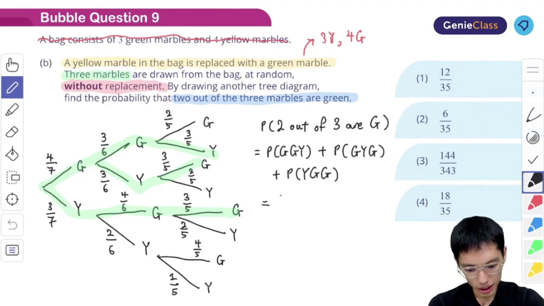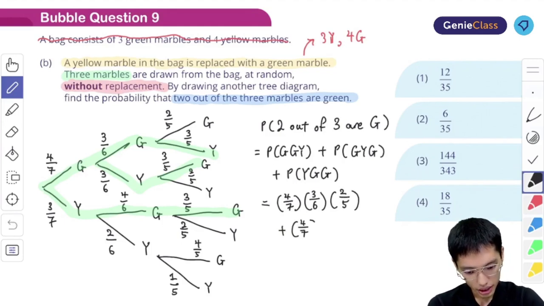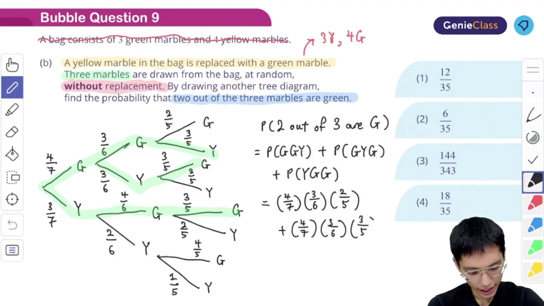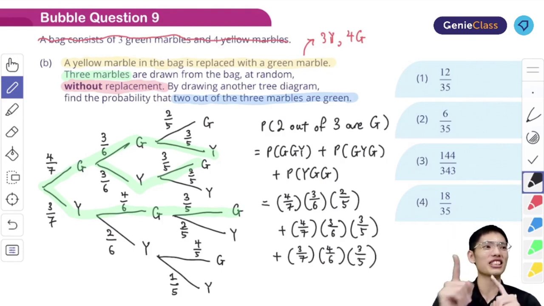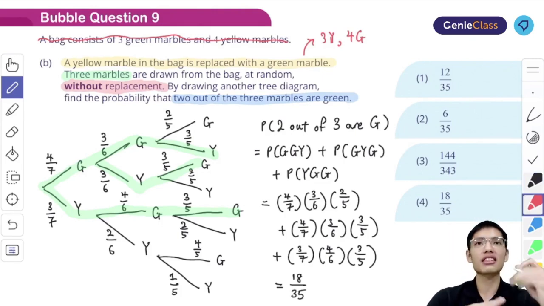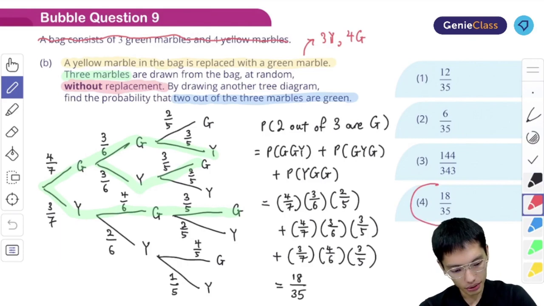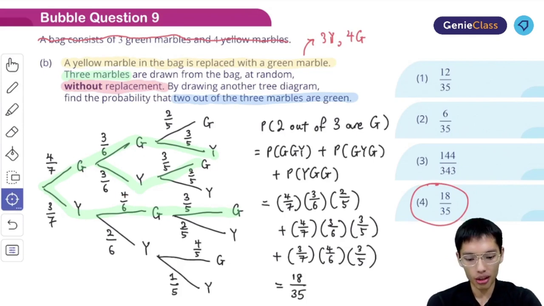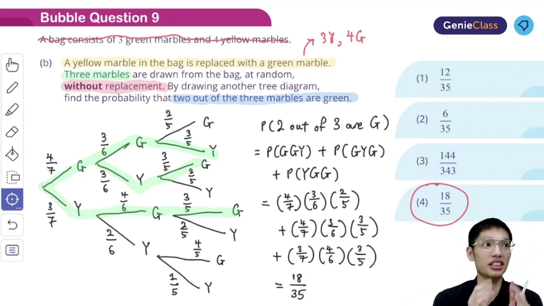Fill in my numbers. So in this case, there is quite some multiplication to be done. 4/7, 3/6, 2/5, and so on. 4/7, 3/6, and 3/5. Take note of the branches you're multiplying. Plus the last one, 3/7, 4/6, 3/5. That's where your extensive calculator skills come into play. Add them up, you have 18 over 35. So you realize the technique actually comes more from filling in the tree diagrams and following the branches, not really from how hard it is to decipher. It's more of the tediousness.